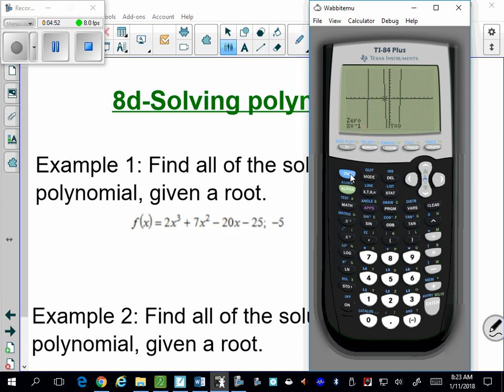Let's go to the second trace, and we're going to find the other x-intercept. So I'm going to the right, and think about from this x-intercept, this is left just a little bit. So the bottom is left.